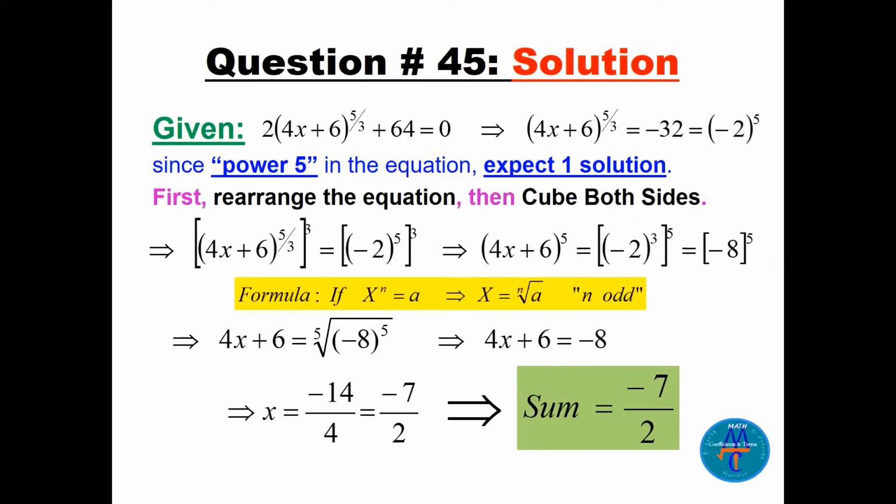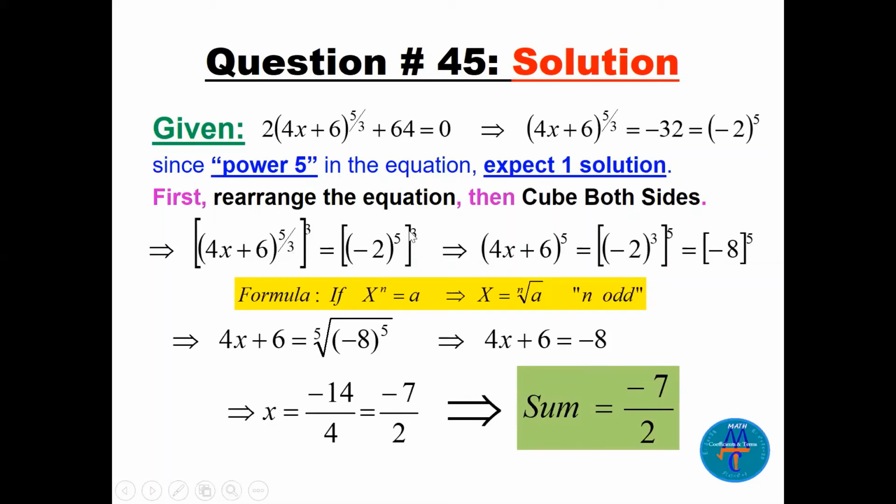Okay, let's cube both sides. So this is all cubed. See this one, the equation? Minus 2 power 5, all cubed. Now, this is all cubed. This will cancel. So we have 4x plus 6 all to the power 5 minus 2 to the power.